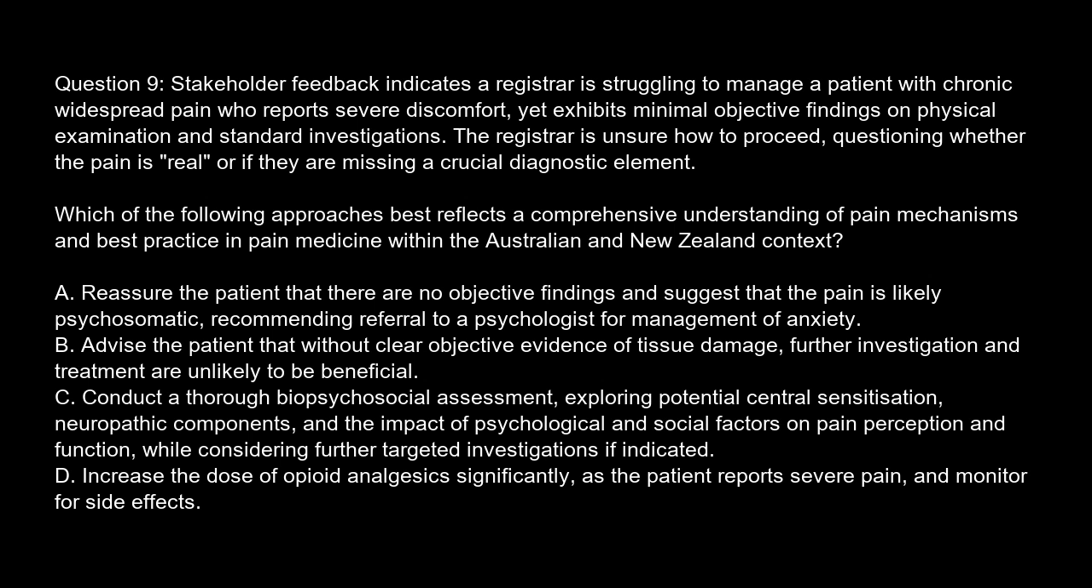Option A. Reassure the patient that there are no objective findings and suggest that the pain is likely psychosomatic, recommending referral to a psychologist for management of anxiety. Option B. Advise the patient that without clear objective evidence of tissue damage, further investigation and treatment are unlikely to be beneficial. Option C. Conduct a thorough biopsychosocial assessment, exploring potential central sensitization, neuropathic components, and the impact of psychological and social factors on pain perception and function, while considering further targeted investigations if indicated. Option D. Increase the dose of opioid analgesics significantly, as the patient reports severe pain, and monitor for side effects.